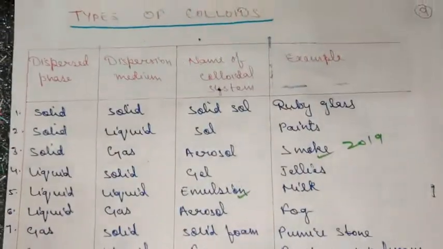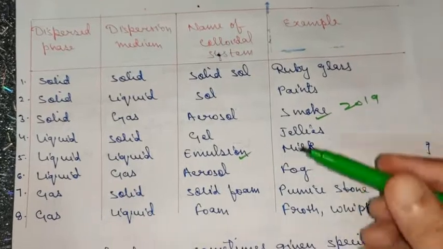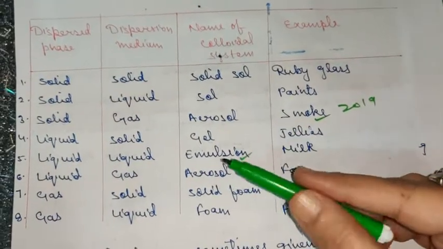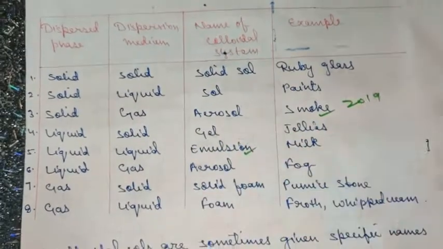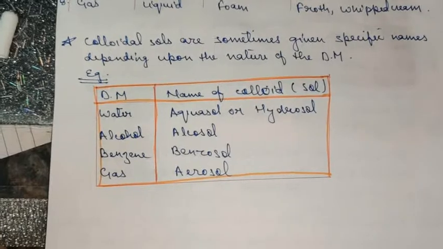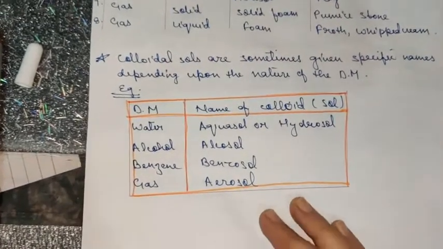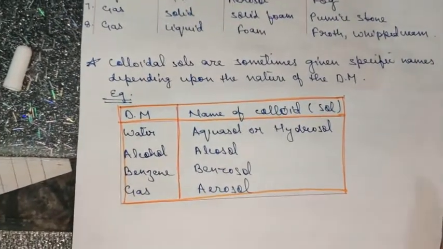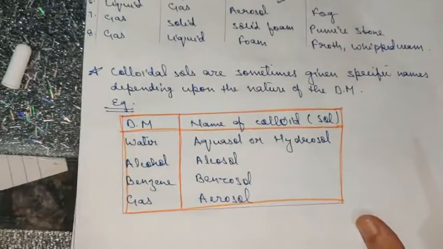Like you saw in this table, in both the cases where aerosol is used, the dispersion medium is gas in both the cases. So please do remember this, children. And again, try to search for the examples, if any, given in your NCERT book and mention it here.